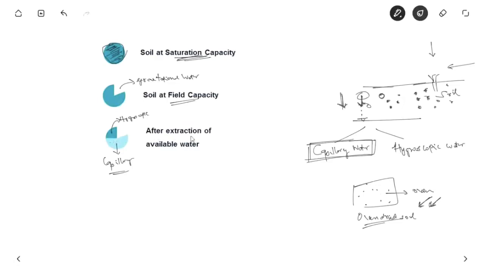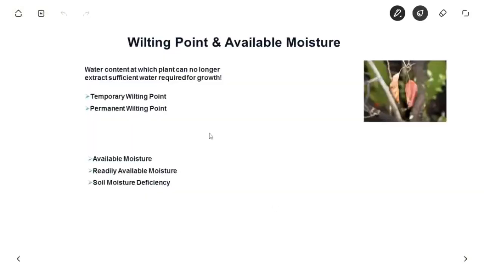And only capillary water is available by the extraction of the plant, and after the extraction of the plant, only hygroscopic water is available. Now let us see a little more about available moisture and what the wilting point is. These are the important terms. I will just make a diagram.